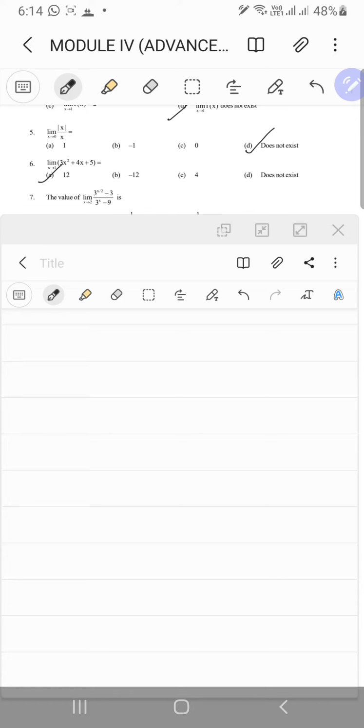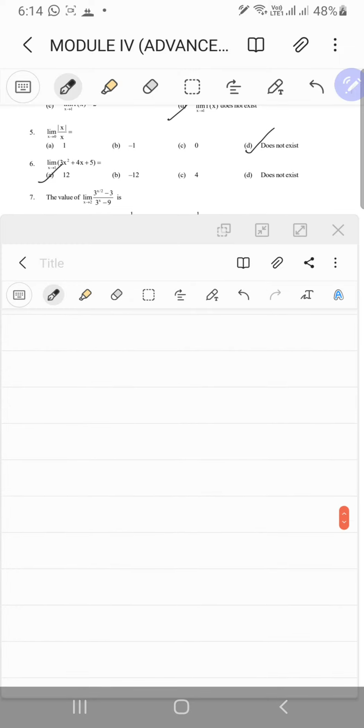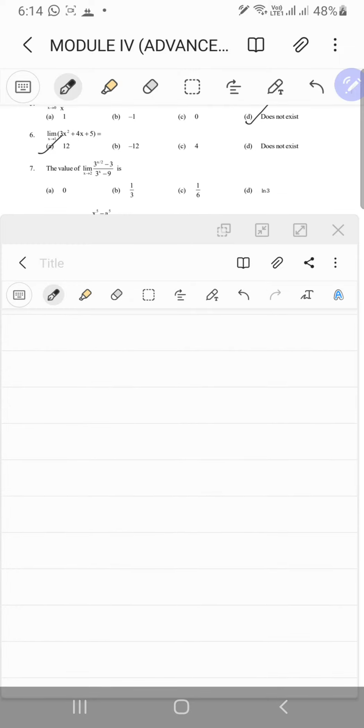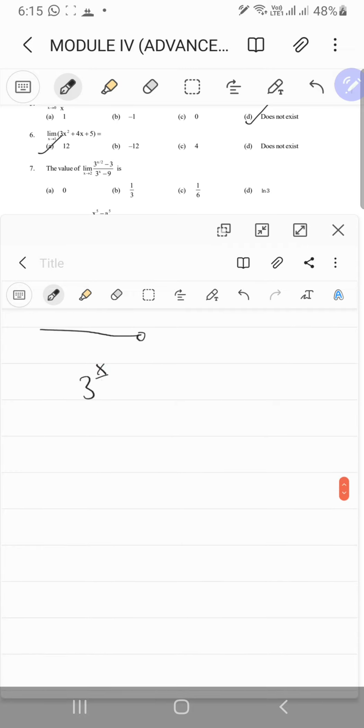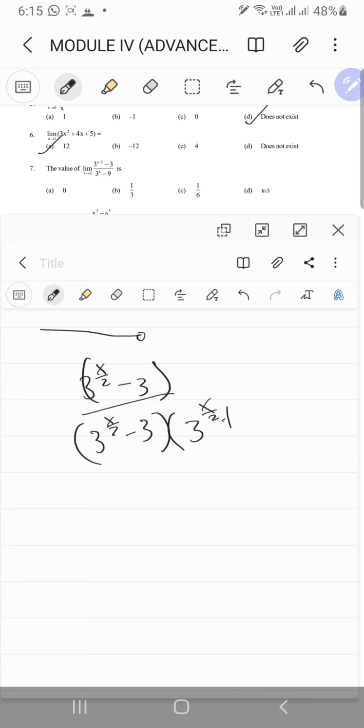Nice. Next question. Okay, the value of limit x approaches 2 of (3 to the power of x upon 2 minus 3) upon (3 to the power of x minus 9) is. Right, so this thing is just 3 to the power of x upon 2 minus 3. Okay, wait a second. Okay, fine. Minus 3 upon (3 to the power of x upon 2 minus 3) into (3 to the power of x upon 2 plus 3), right?